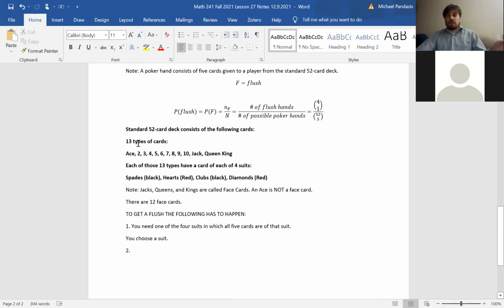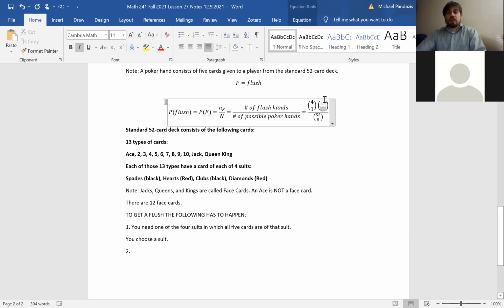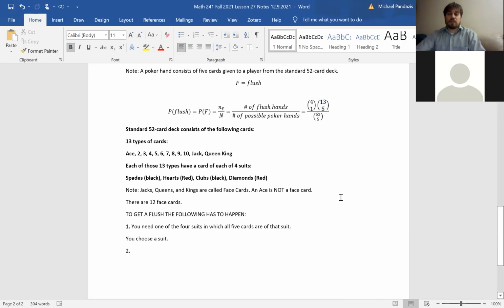Now get rid of all the cards in the deck that are not hearts. You're left with the 13 cards that are hearts, and let's say you put them on the table. These are the only cards you can choose for your flush hand, because it's going to be a flush of hearts. A poker hand is 5 cards, so of those 13 cards of that suit, you need to choose 5 of them for your flush hand.